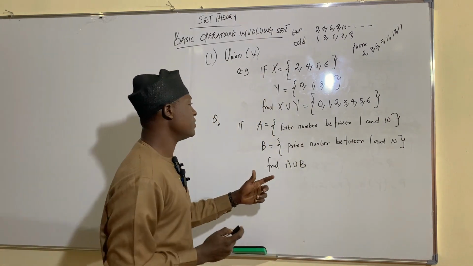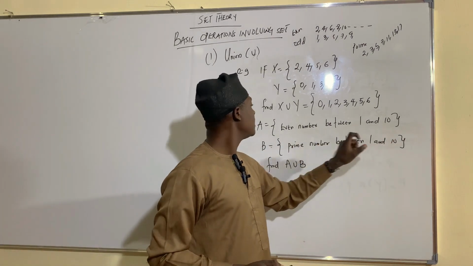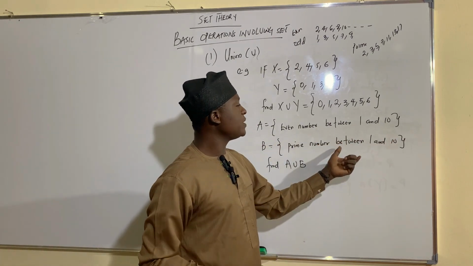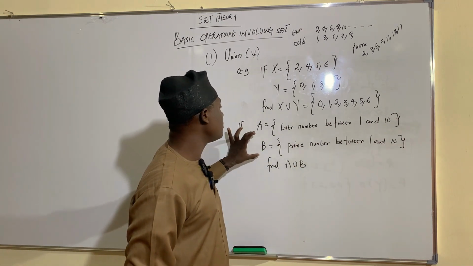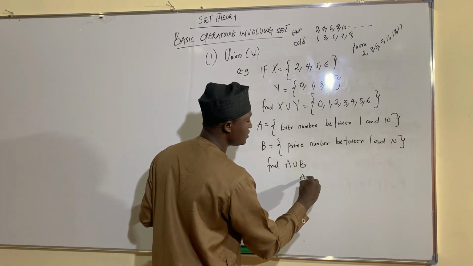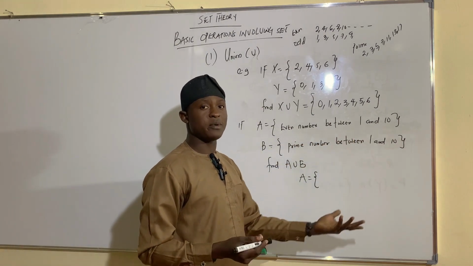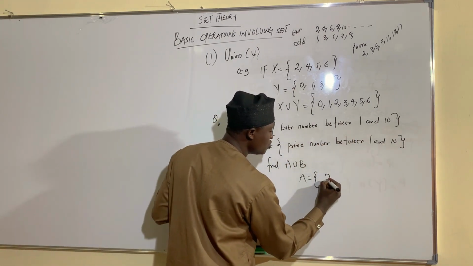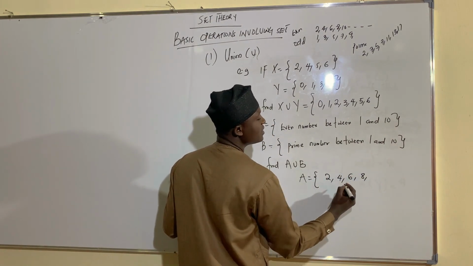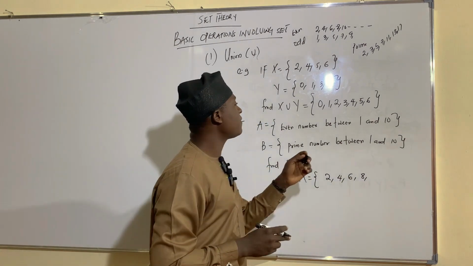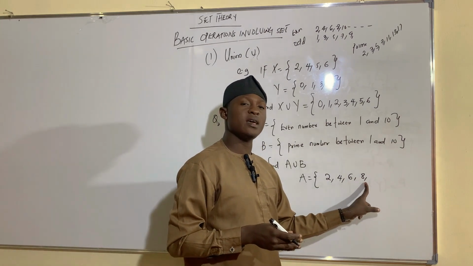So I'll go back to that problem. The problem says A is equal to even numbers between 1 and 10, and B is equal to prime numbers between 1 and 10. We need to first identify what A is, and at the same time what B is. For A, they said even numbers between 1 and 10. So the even numbers we are going to have here are 2, 4, 6, and 8. Not 10, because from the problem they say in between 1 and 10. That's why we stop at 8 here.